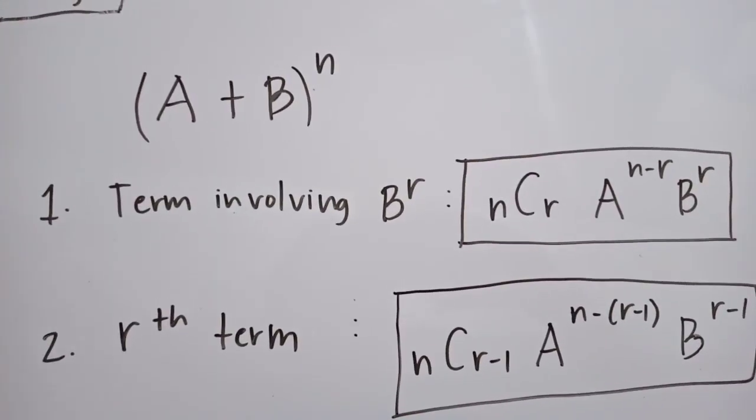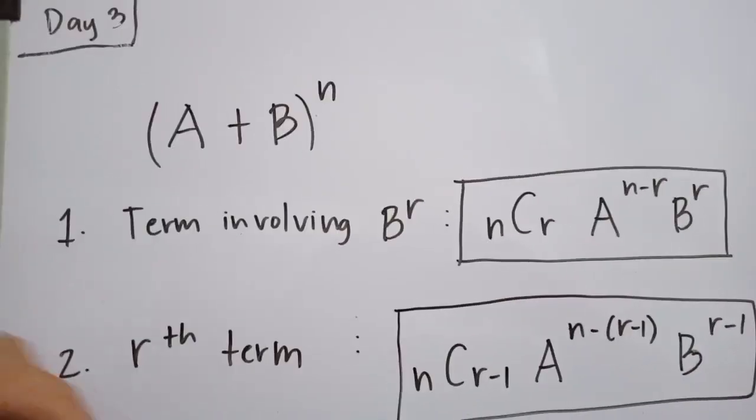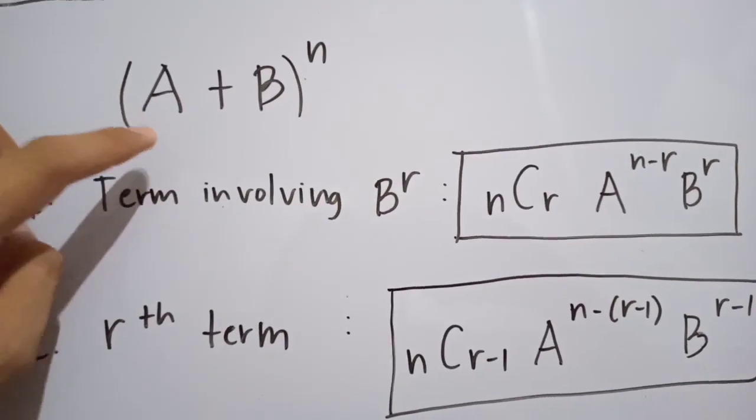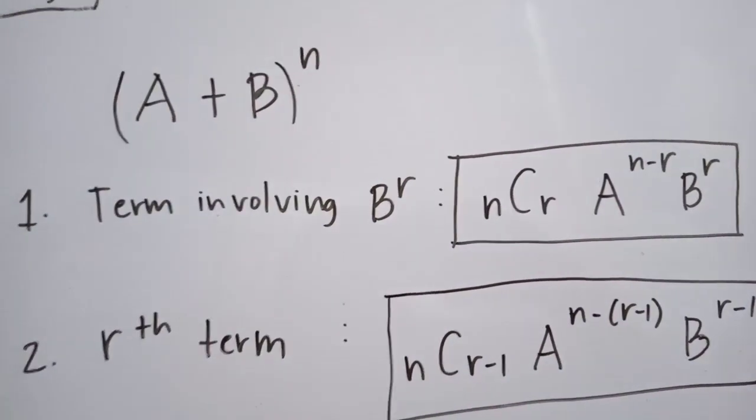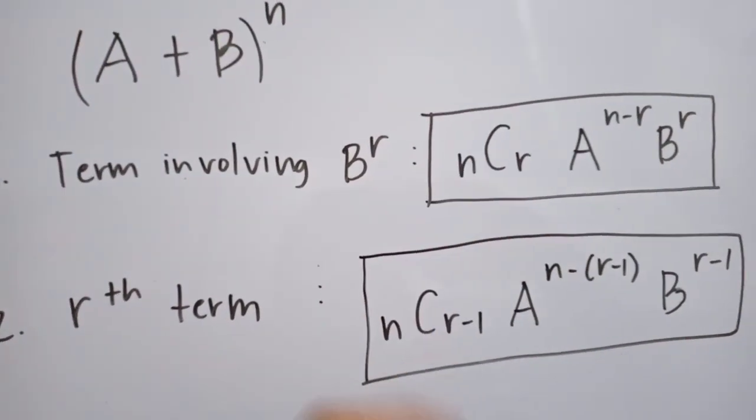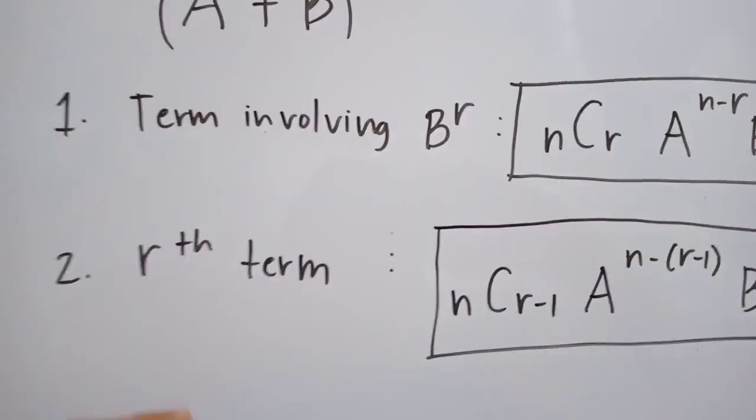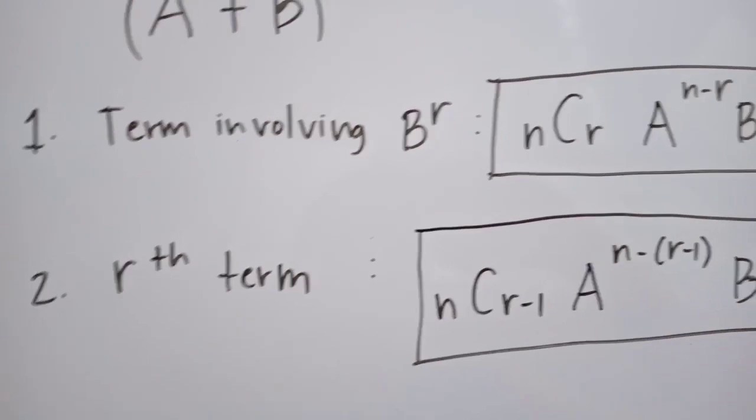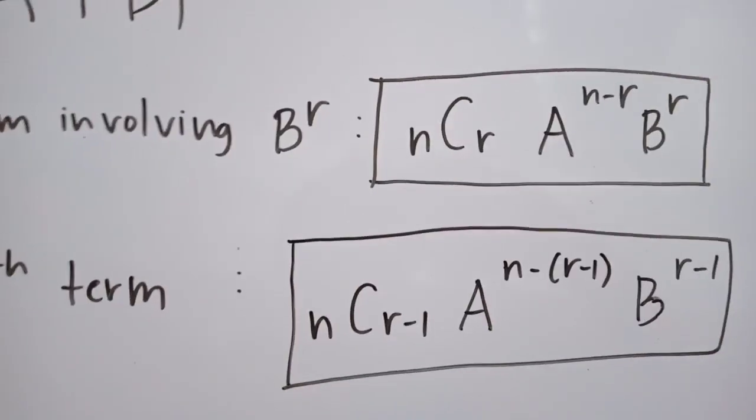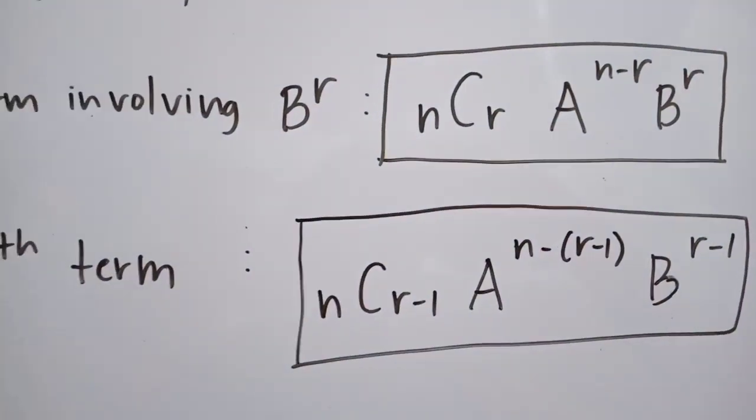So before we continue, i-summarize muna natin yung mga formulas ng binomial expansion. So for example, meron kang binomial expansion na a plus b raised to n. Ito yung mga formulas na gagamitin mo, dalawa lang. Yung una is yung term involving b raised to r, at yung second ay yung rth term. So makikita mo meron tong pattern. Para madali mong ma-memorize, dapat alam mo yung pattern.